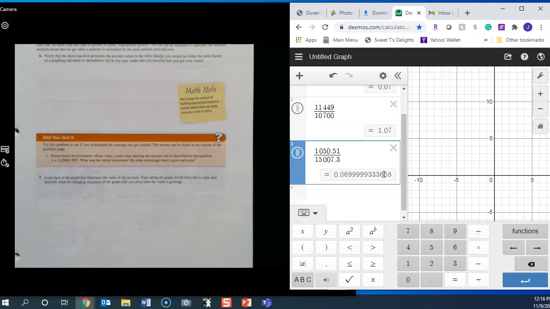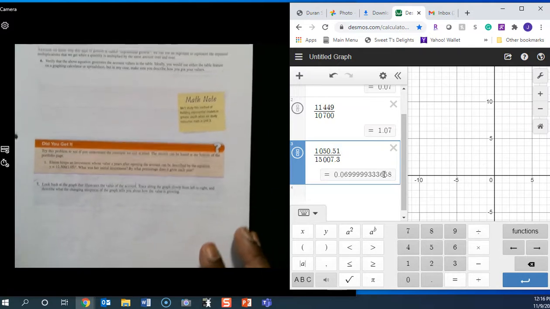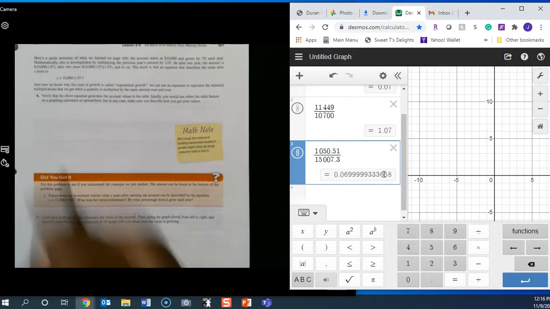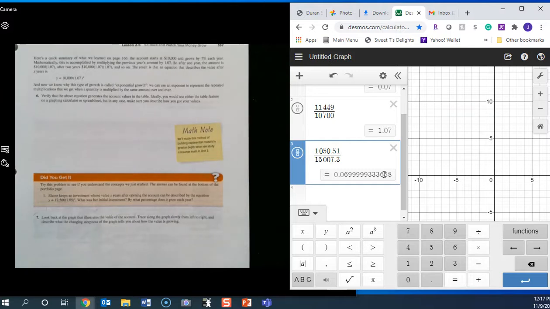Now, we move on to the next page. It says here, here's a quick summary of what we learned on page 166. The account starts at $10,000 and grows by 7% each year. Mathematically, this is accomplished by multiplying the previous year's amount by 1.07. So after 1 year, the amount is 10,000 times 1.07. After 2 years, it's 10,000 times 1.07 times 1.07, and so on. The result is that an equation that describes the value at x years is y equals 10,000 times 1.07 to the x. And now we know why this type of growth is called exponential growth. We can use an exponent to represent the repeated multiplications that we get when a quantity is multiplied by the same amount over and over.